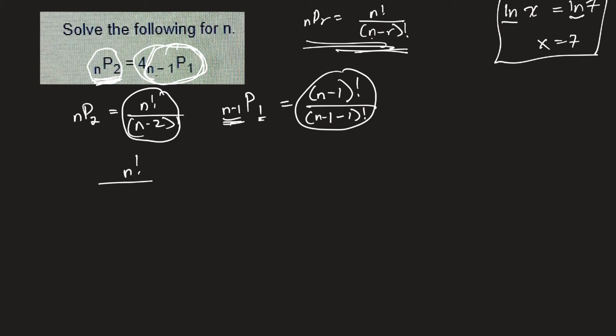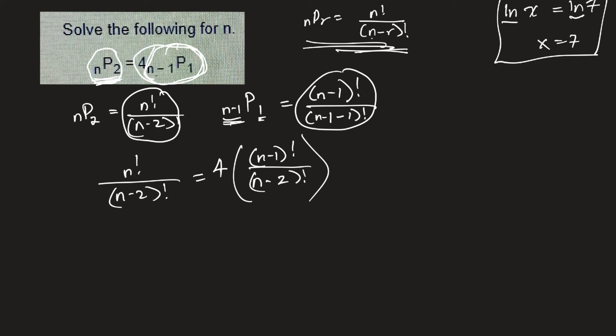So I have n factorial over n minus 2 factorial is equal to, don't forget that 4, times n minus 1 factorial over n minus 1 minus, that's minus 2 factorial. Okay, now I'm bringing this in. You see that the bottom is the same? It's like a common denominator, and we can get rid of that. It's like if both of the denominators are 4, then I just have to deal with the numerators.